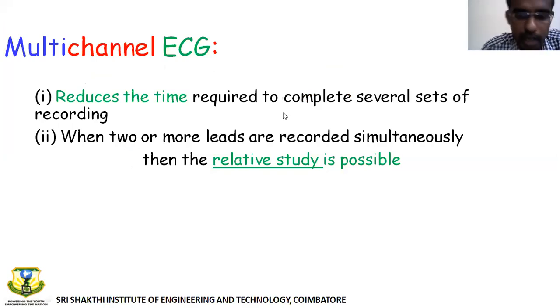So now the third or the last title is multi-channel ECG. ECG means electrocardiograph, right? So now multi-channel ECG means there are many channels that can be simultaneously recorded. For example, I'll try to show you. Just hold on, right? Not this one. I'll show you an example of what is multi-channel.